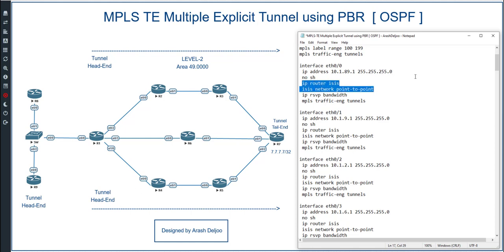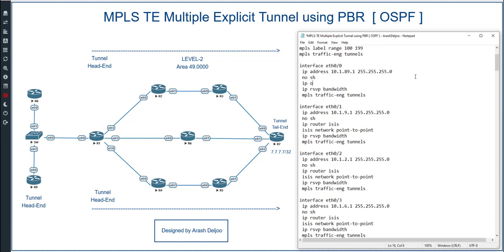We don't have ISIS in this scenario. We are using OSPF. Let me use ip ospf 1 area 0, that's it. And then we can configure ip rsvp bandwidth on this interface.